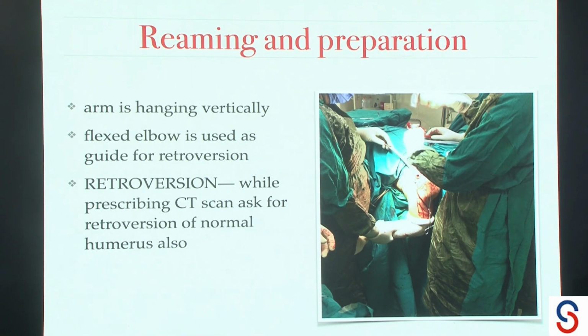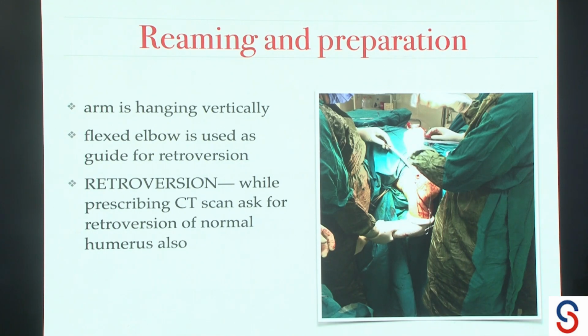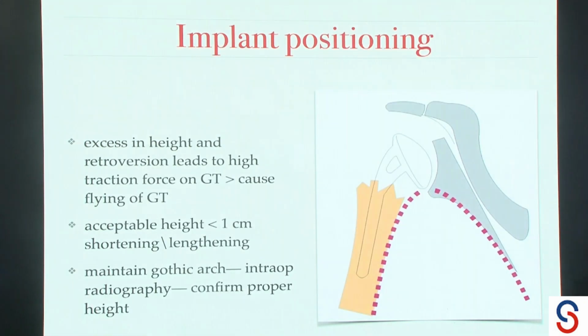And for retroversion, we can ask our radiologist to measure the retroversion of the opposite side humerus on CT scan. We generally keep it up to 30 degrees in hemiarthroplasty cases. So your radiologist gives you a version guide? Yes, sir. And what technique does he use? So this is difficult to tell, but my radiologist is good in shoulder and he is really helping me.